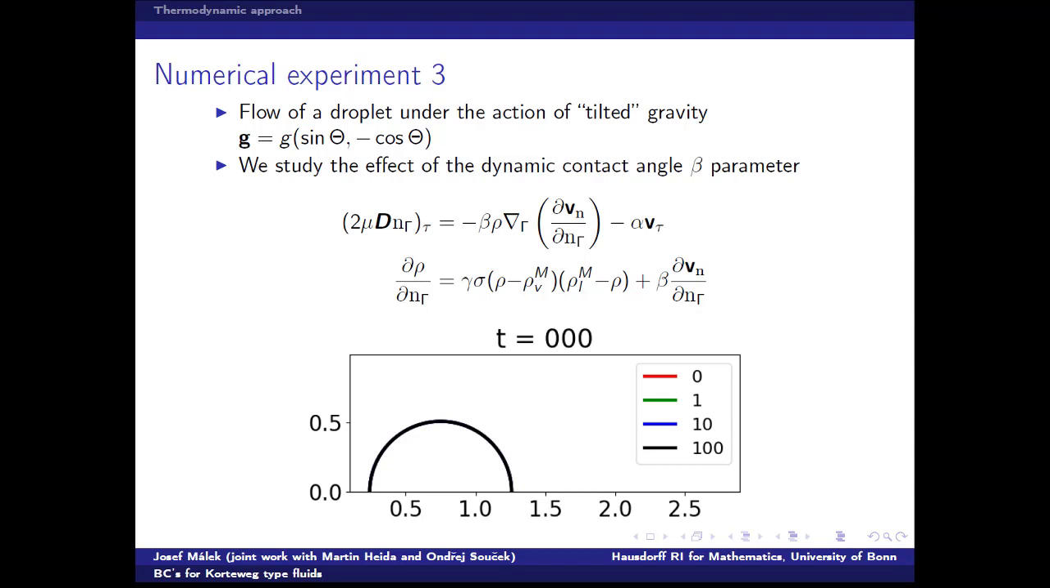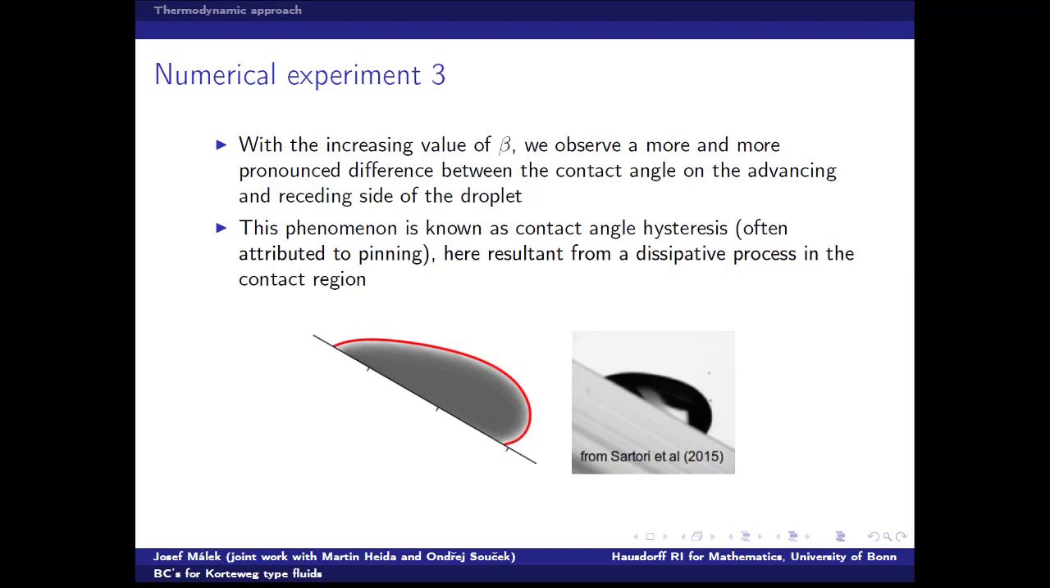But the last thing, using this type of boundary condition, we could explain what is sometimes called contact angle hysteresis, or not explain, but we can give a possible explanation to this phenomenon, that this type of boundary condition can easily manage it. And the effect is such that this liquid drop is going in this direction along that inclined plane, so that the front angle is different than the back angle.